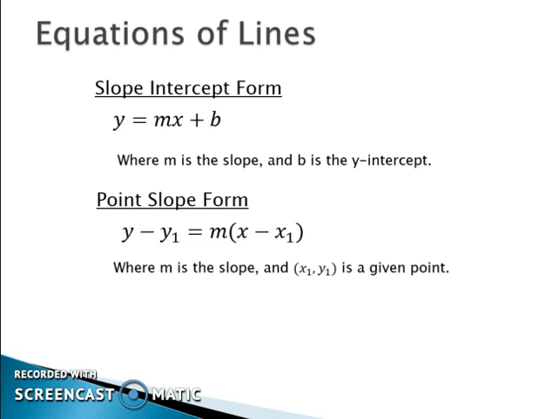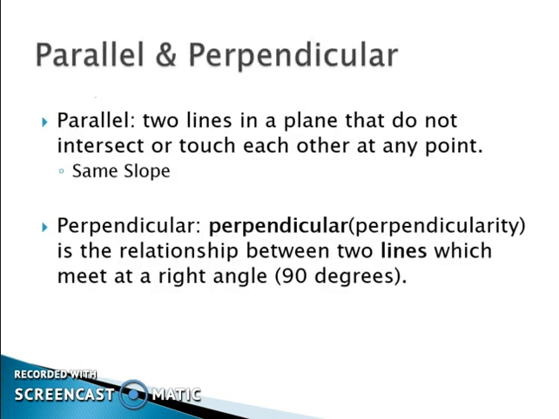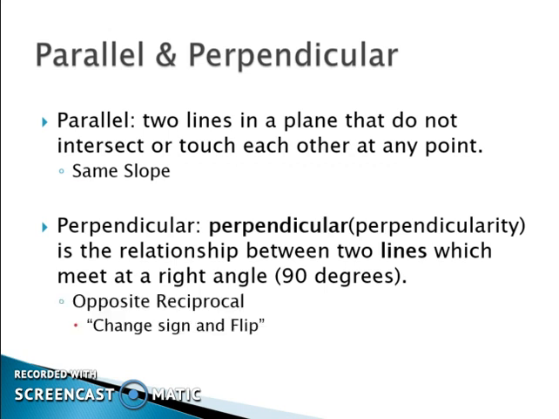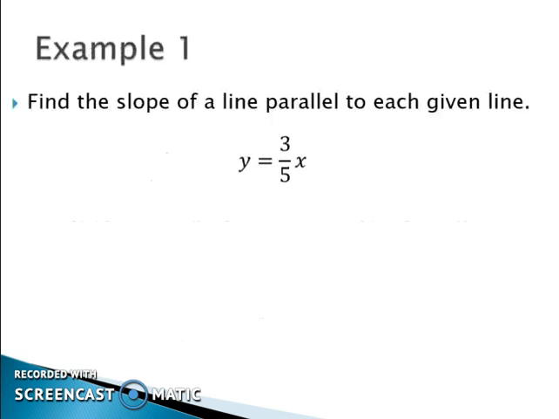So to go on to parallel and perpendicular, first off, parallel is two lines in a plane that do not intersect or touch at any point. The way to remember this is the same slope. And perpendicular is the relationship between two lines where they meet at a right angle, so 90 degrees. The way to remember this is opposite reciprocal. And that is the form for the slopes. What you do is you change the sign and flip it for the slopes. Okay, a couple examples here.